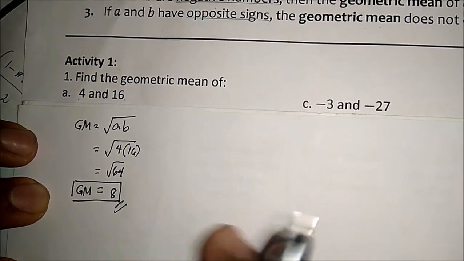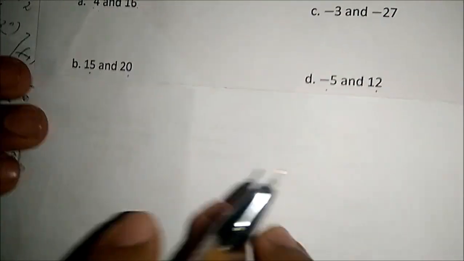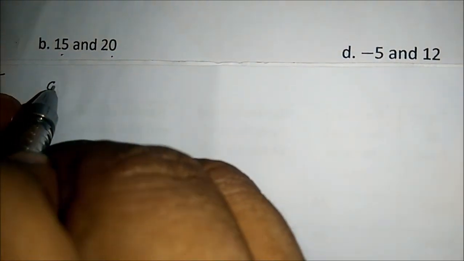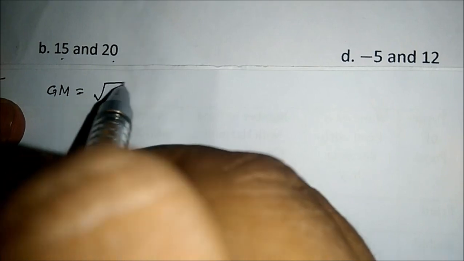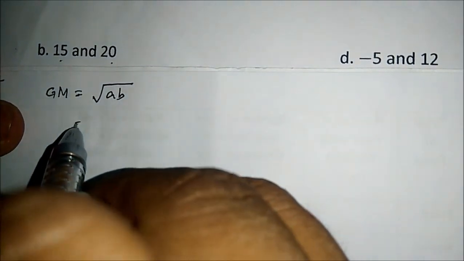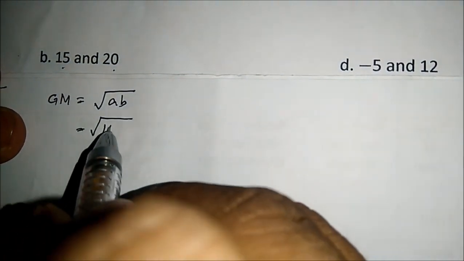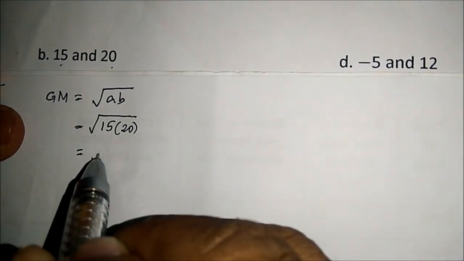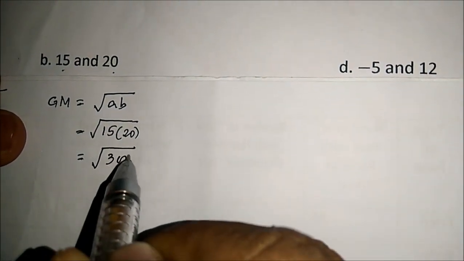That's simple. Let us have letter B. Now, for letter B, we have 15 and 20, and we want to determine the geometric mean between 15 and 20. So using the same formula, since 15 and 20 are both positive, then the geometric mean would be positive square root of A times B. So our A is 15, our B is 20. So 15 times 20 is 300. So we have the square root of 300.